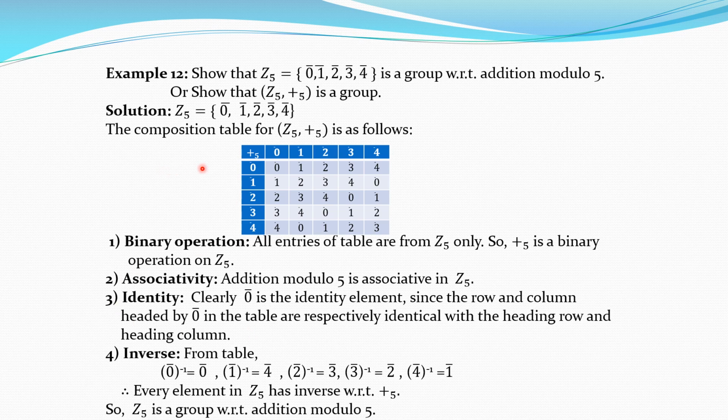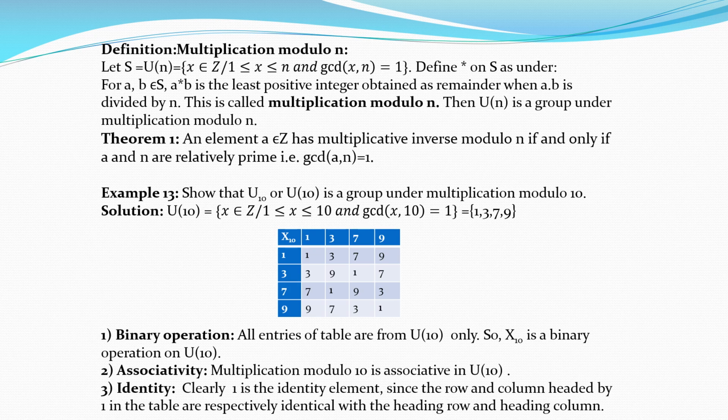Now in every row find where 0 bar is appearing. The corresponding element in heading row will be inverse of that element. So for 0 bar, inverse is 0 bar. For 1 bar, 0 bar is here, so corresponding element 4 bar is its inverse. For 2 bar, here we are getting 0 bar. Corresponding heading row element is 3 bar. So inverse of 2 bar is 3 bar. Similarly, for 3 bar, inverse is 2 bar, and for 4 bar, the inverse is 1 bar. So we got inverse for every element. Hence, Z5 is a group with respect to addition modulo 5.